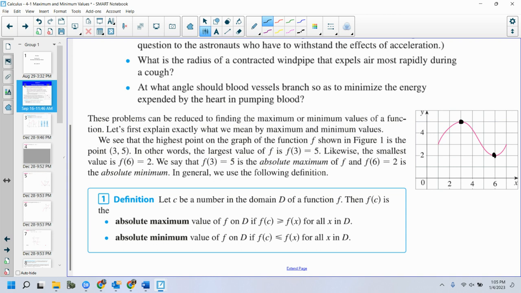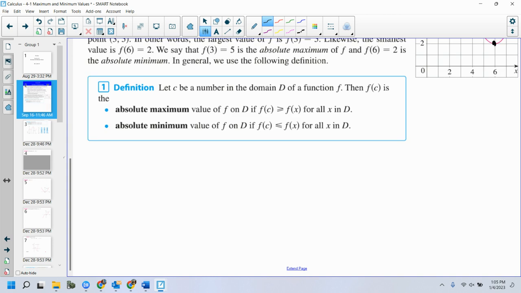We can also describe where that's happening. I can say at the x value of 3, this function maximizes to 5. At the x value of 6, this function minimizes to 2. So that's what we're talking about with this idea of maximum or minimum value. Now, there are differences between an absolute maximum and minimum value or a local maximum and minimum value. Let's first start to define our absolutes.